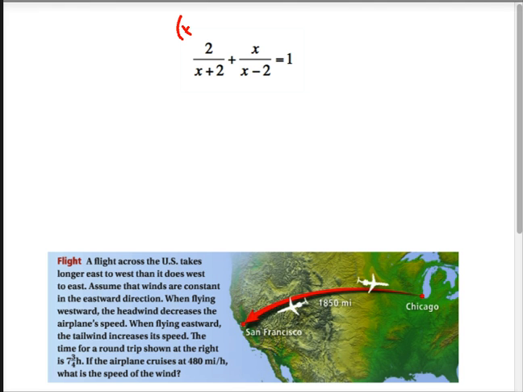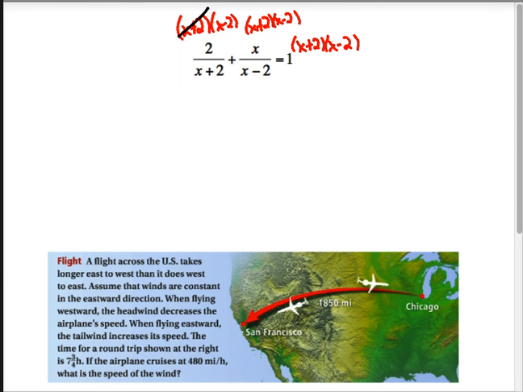multiply both pieces by x plus 2, x minus 2. X plus 2, x minus 2. X plus 2, x minus 2. All right, so don't forget how to go back to the basics.